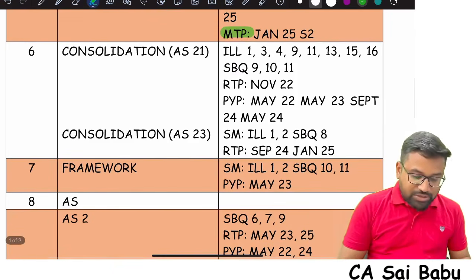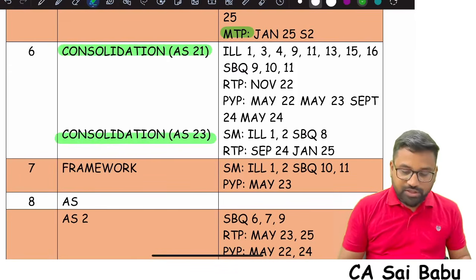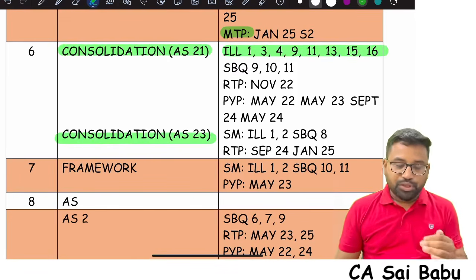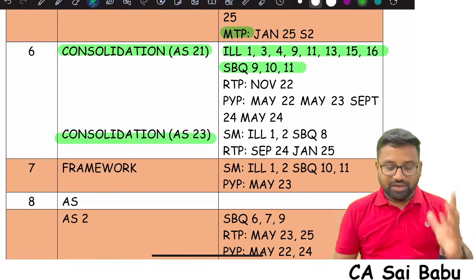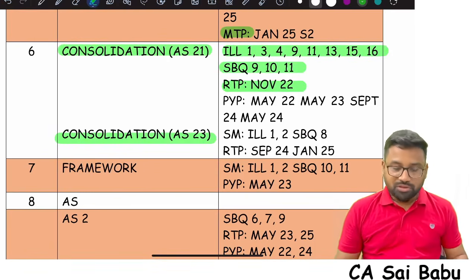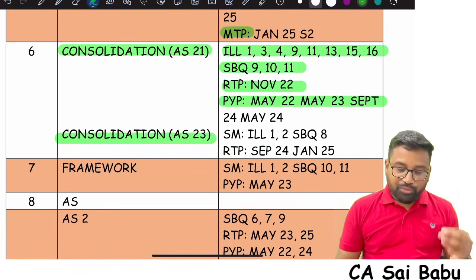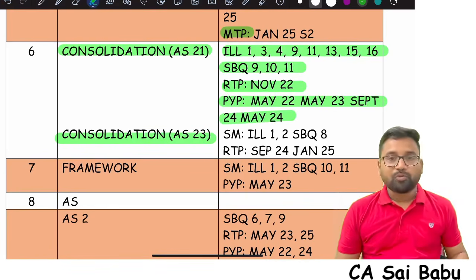Similarly, consolidation, AS 21, AS 23, this is the list. Illustration 1, 3, 4, 9, 11, 13, 15, 16, scenario based question 9, 10, 11, RTP November 2022. Previous year paper May 2022, May 23, September 24, May 24.